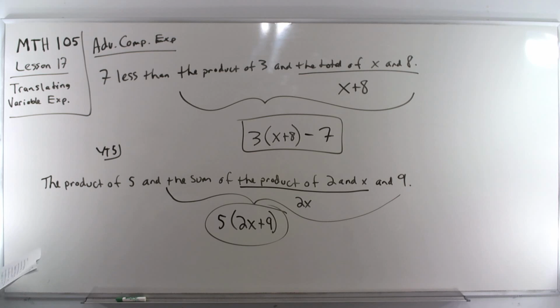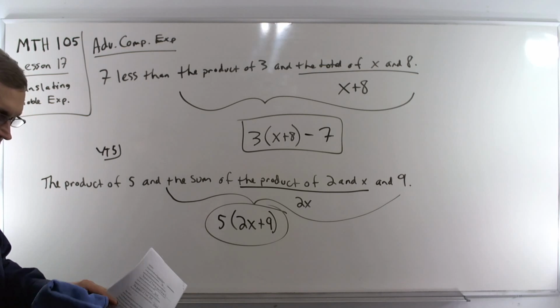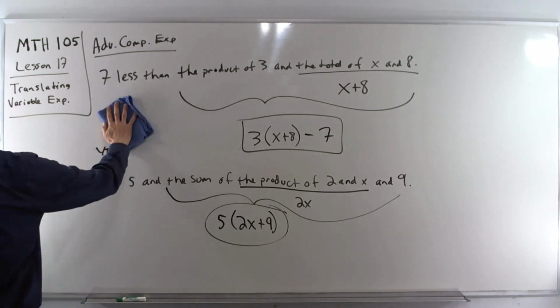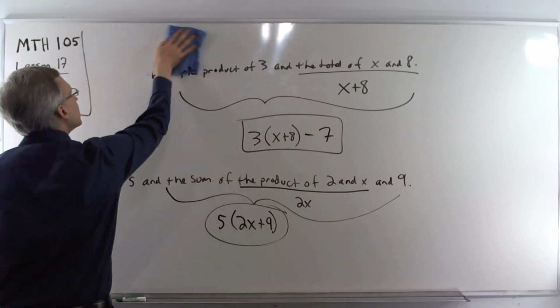Your turn, number 6. The difference between the quotient of 2 and x and the product of x and 3. All right, now a hint on this one, it's a little bit different because instead of just one, there are actually 2 simple expressions that can be translated on the first step. This will happen occasionally.